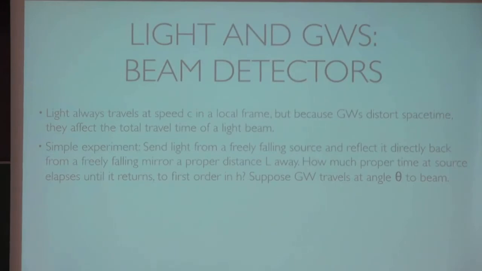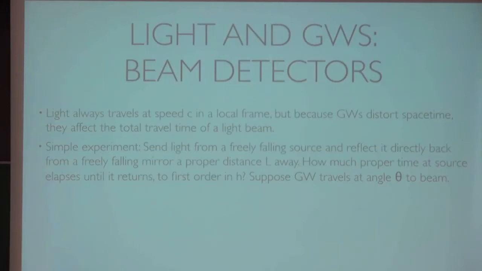And it goes out and reflects off some mirror and comes directly back to you. So a return trip. How much proper time on your clock, you're freely falling, you have a nice special relativity clock, how much proper time on that clock has elapsed for that return trip? And if you monitor that and the gravitational waves are going through, you will find that that time changes. And that's a measure of gravitational waves.